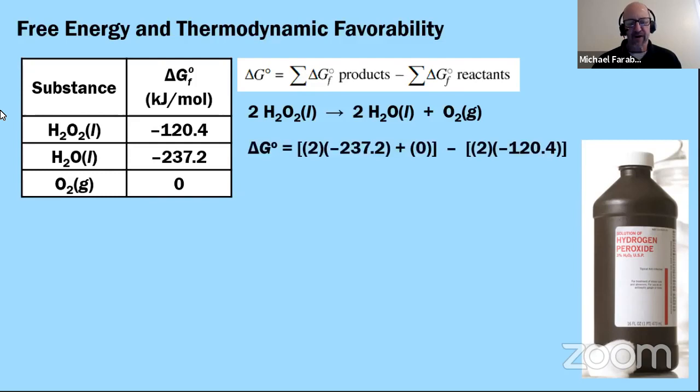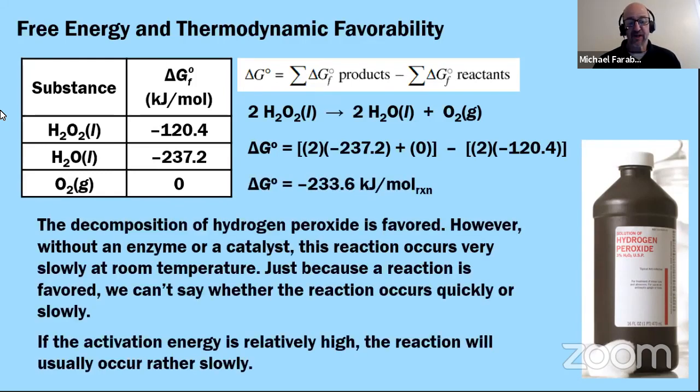I'll do the math of products minus reactants, and I come up with a negative value. Now, the decomposition of hydrogen peroxide is favored, however, without an enzyme. So when you pour hydrogen peroxide on a scrape or cut and it fizzes and foams and sometimes stings, the enzymes in your skin called catalase are making that reaction go faster. You can also add various chemicals like potassium iodide or manganese dioxide to catalyze the reaction.